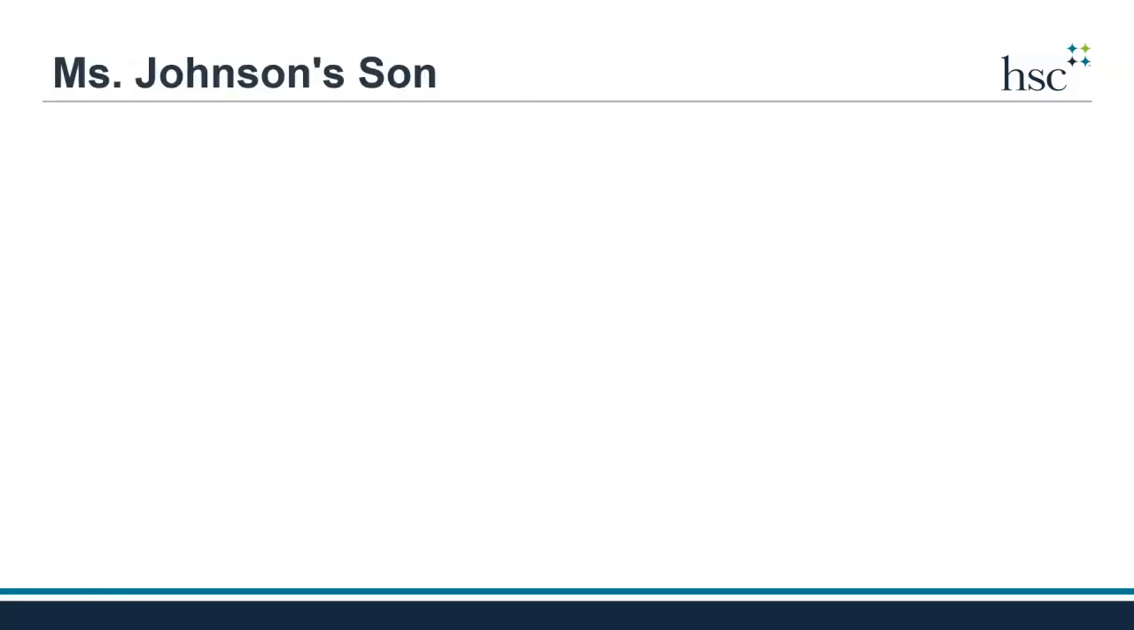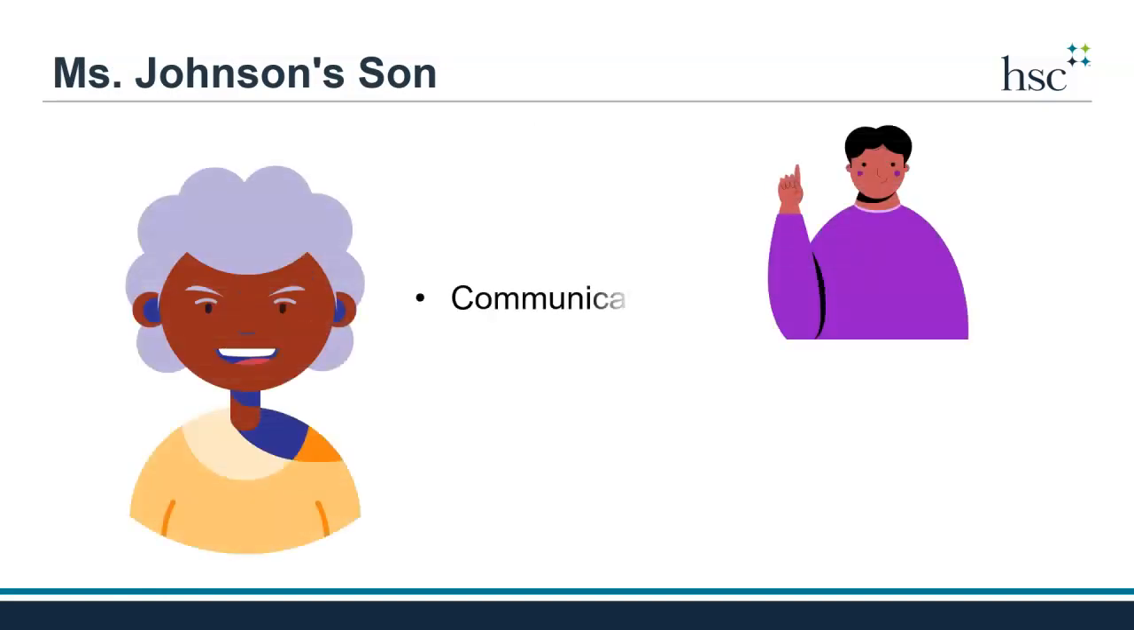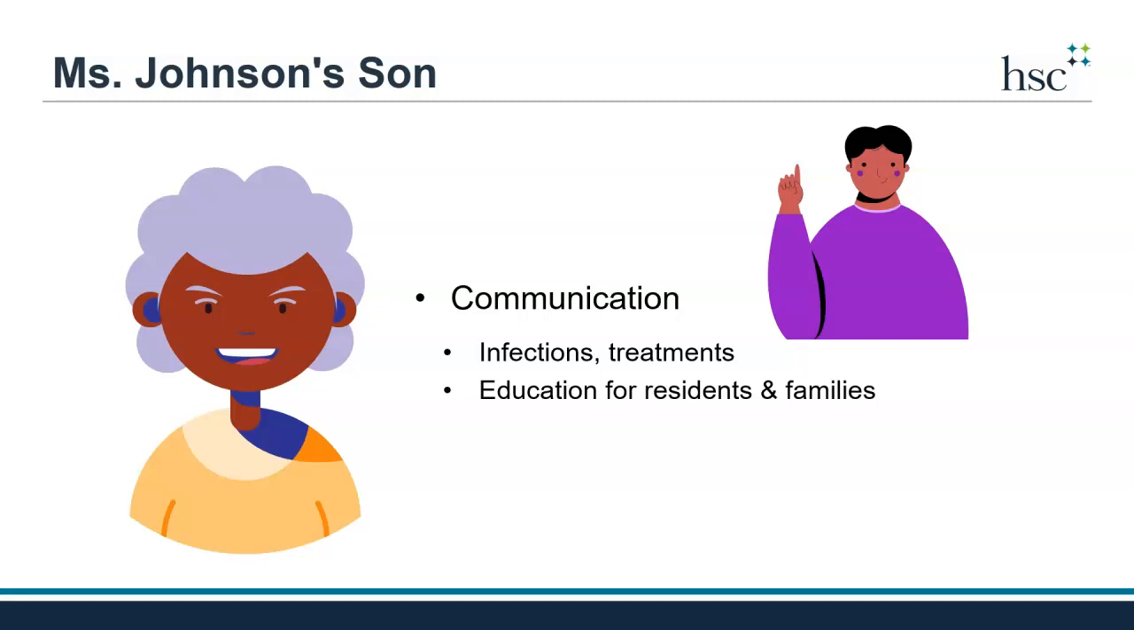So let's go back to Miss Johnson and her son Jeffrey. In this case, communication helped provide information on infections and treatments. Jeffrey helped his mother Stella find out that the Springville Nursing Home is tracking infections in the nursing home, and while Stella did get an infection, there were no additional similar infections in the nursing home reported in the past 3 months. Working with Miss Johnson, the nursing home conducts education for residents and families regarding how germs are typically spread in a nursing home.